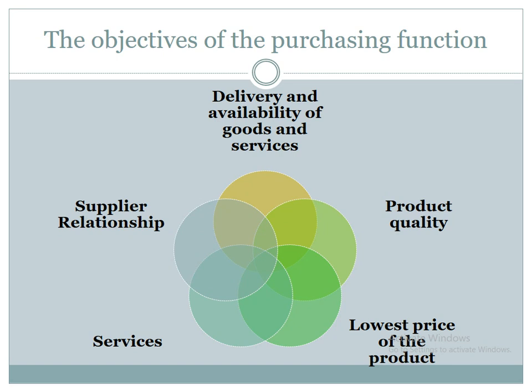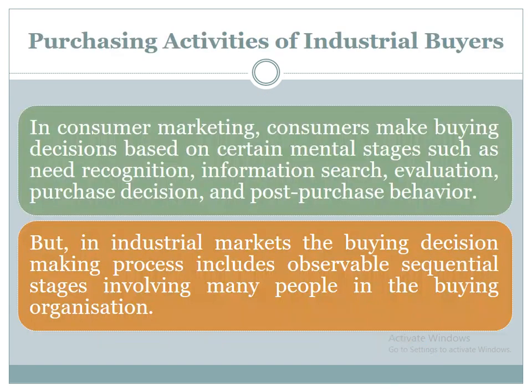So the organization and the purchasing functions will focus on the delivery and availability of the goods and services, also the product quality, lowest price of the product, various services, and also supplier relationship.